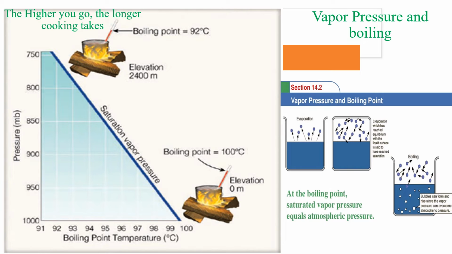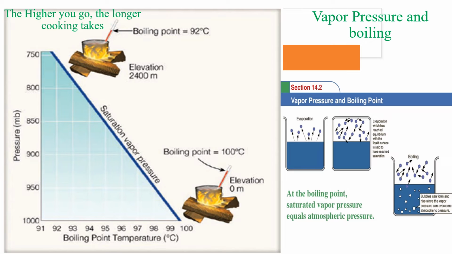The saturation vapor pressure is directly related to the temperature of the liquid. Higher water temperature produces higher vapor pressure. Any change in atmospheric pressure will change the temperature at which water boils. An increase in air pressure raises the boiling point, while a decrease in air pressure lowers it.